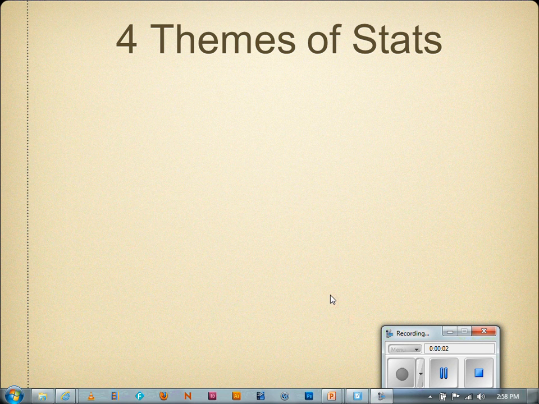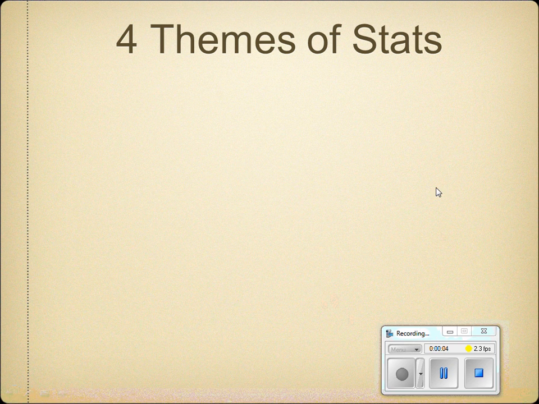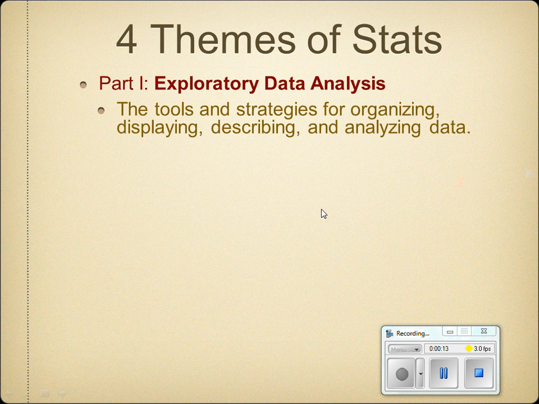We're going to revisit the idea of the four themes of statistics, just because this is the AP College Board. This is how they want it to be set up. Part one, exploratory data analysis. That's what the first four chapters in our textbook are going to be about. Tools and strategies for organizing, displaying, describing, and analyzing data. So it's going to be our graphs, our 5-number summaries, things like that.